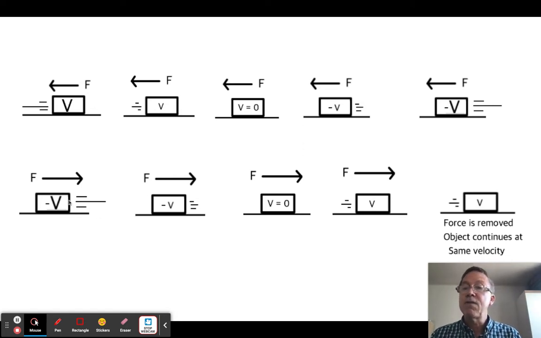Conversely, if the object is traveling in the negative direction, and I apply a positive force, the object is going to slow down, still traveling in the negative direction. And since the force is now in the positive direction, eventually the object will stop. It will start to pick up speed in the positive direction. But then if I remove that force, it will just continue to move at a constant speed without acceleration in that positive direction.